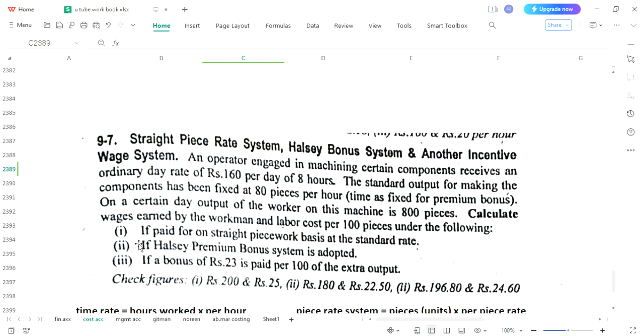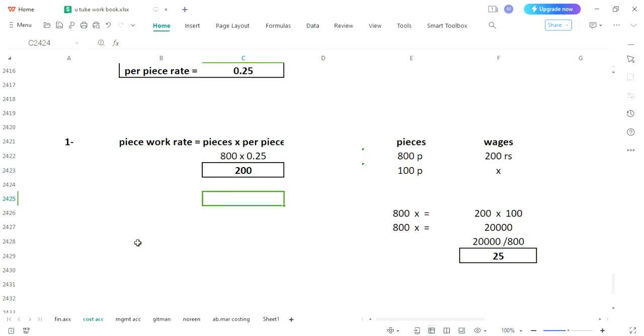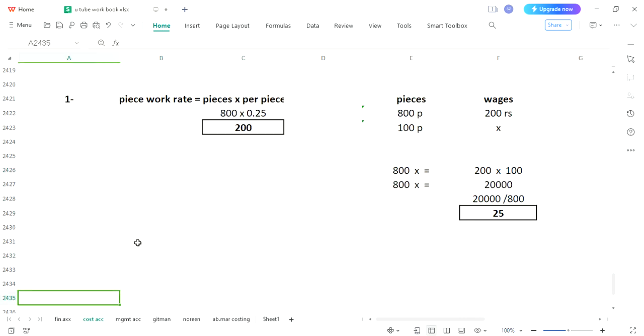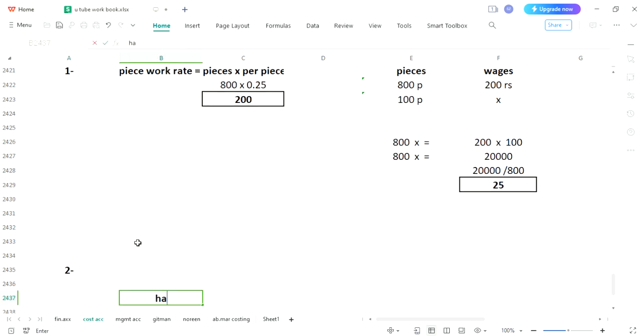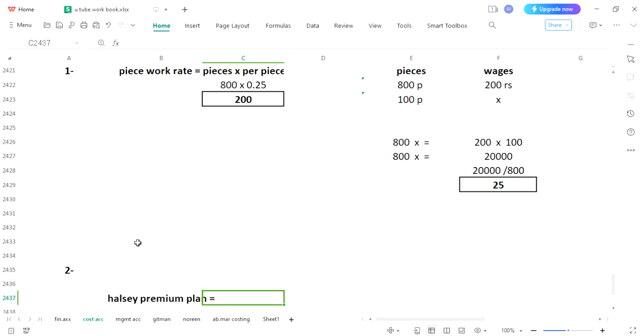Now we will follow our second requirement, and the Halsey premium method would be used for second. The Halsey formula was already discussed with you. Halsey premium plan. And what do we do under Halsey? First of all, we need time taken, that means T, and it would be multiplied with R. This is the first part of the question.